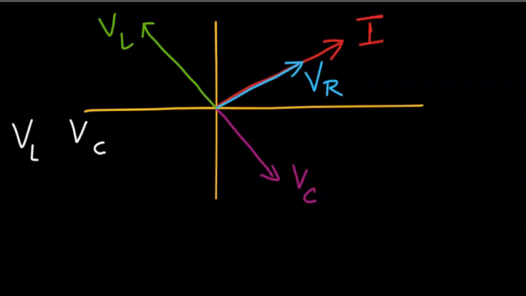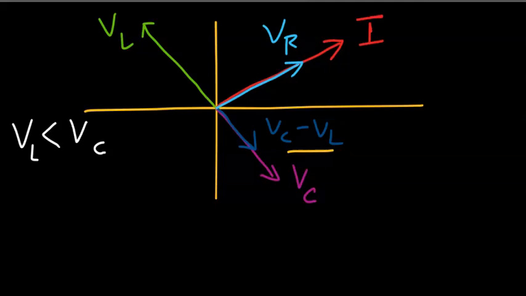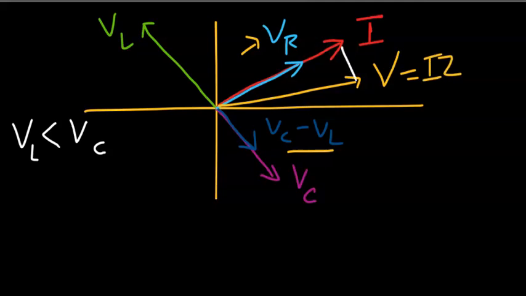What if VL is less than VC? Then we can vector sum VL and VC and end up with a vector VC minus VL as shown here. So the vector sum of this vector and that vector would give us a vector like that, and that represents the amplitude of that voltage source, and it can be written as I times the impedance. So this is the same as that length, and the phase angle now is defined like that.